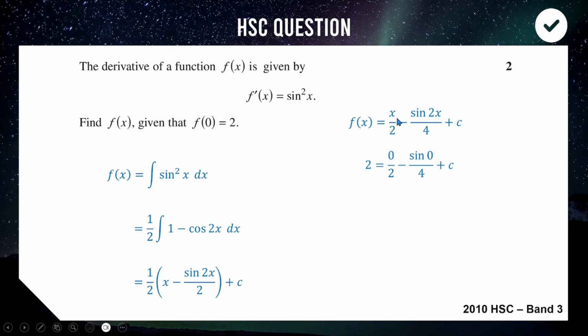So when we sub in x equals 0, we can set the left-hand side equal to 2. This one's really nice because we just get 0 minus 0 plus c. So we can very quickly get the other mark by establishing that c is equal to 2. And then we can go back and say, well, that means the function is x over 2 minus sine 2x over 4 plus 2 to get our full marks answer.